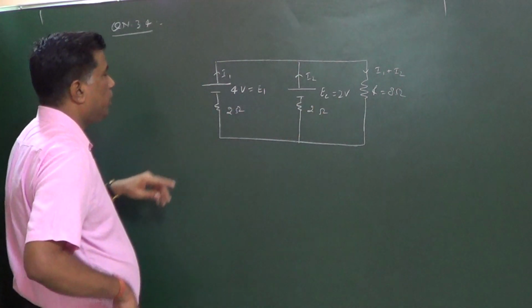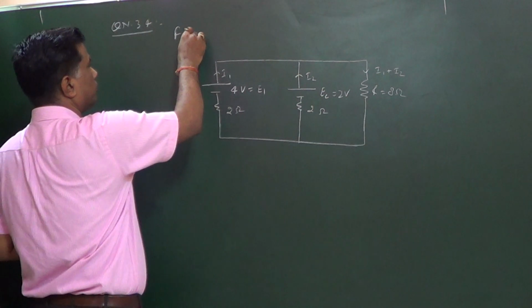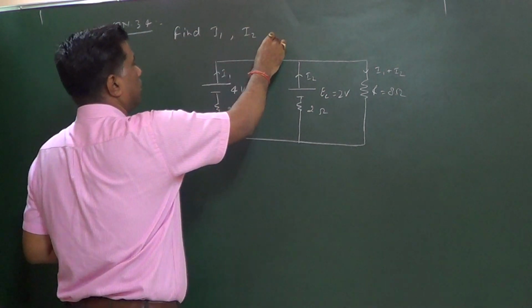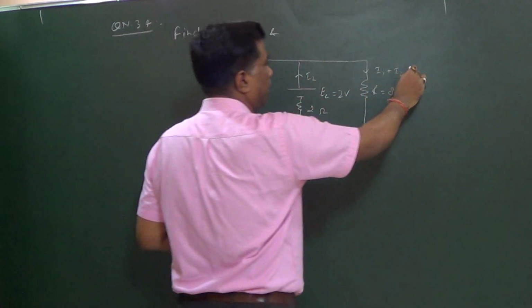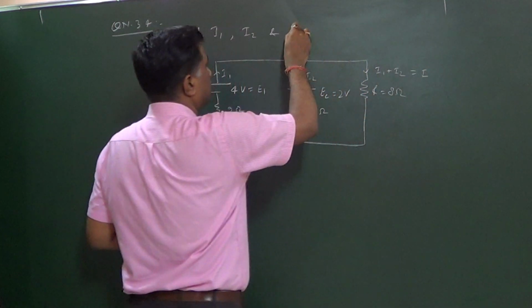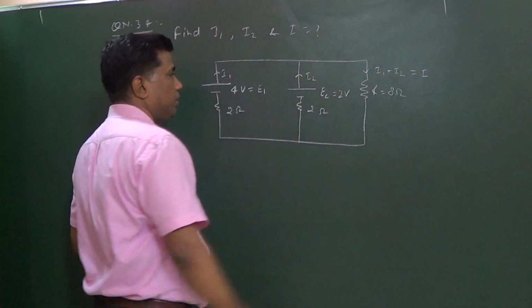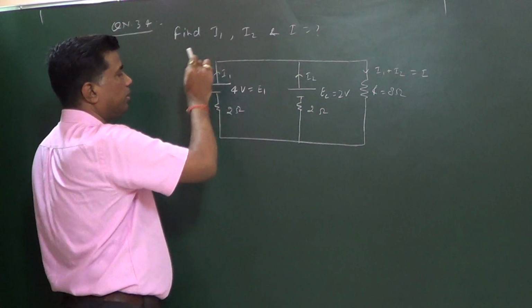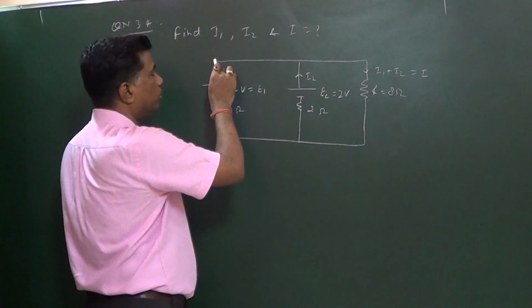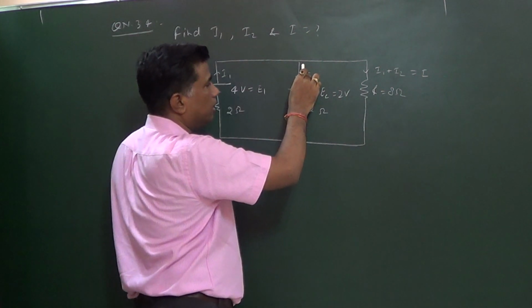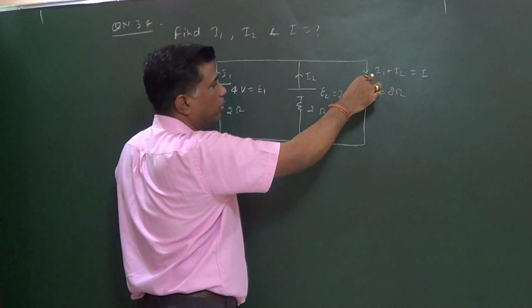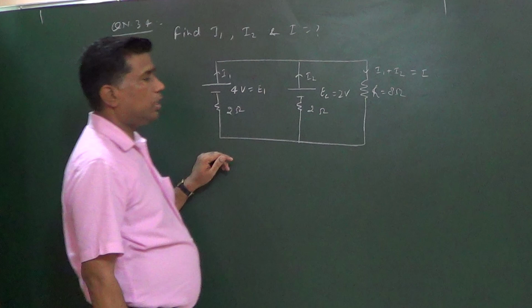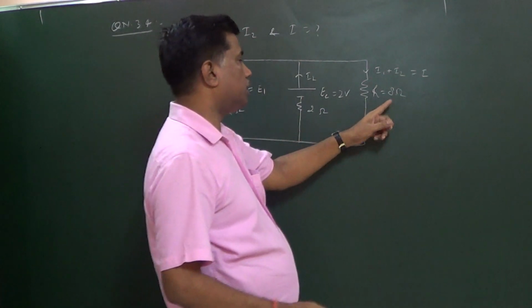That means we have to find I1, I2 and this value I of this circuit. Now students, if I1 current is coming out from this cell and I2 from this cell, then the total current will be I1 plus I2 in this resistance capital R. So the total current through resistance capital R will be I1 plus I2.